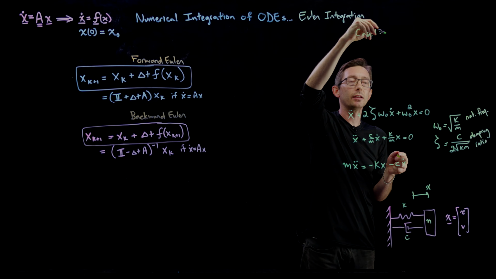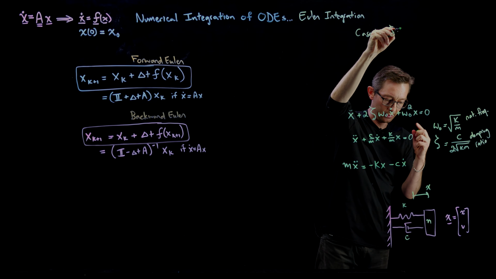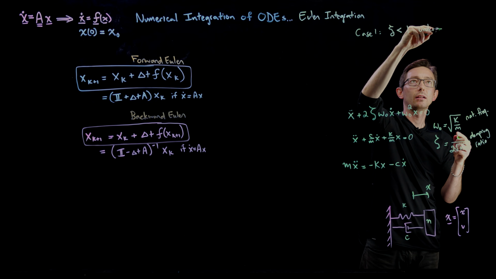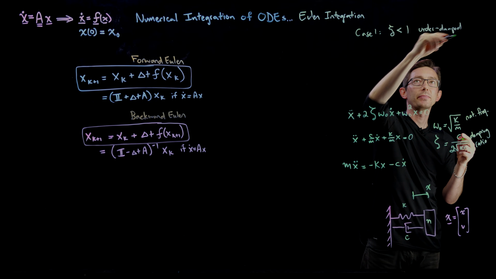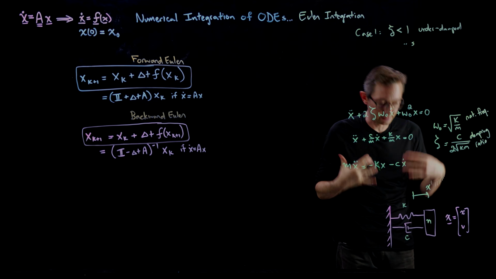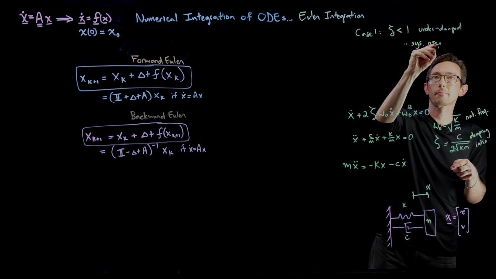So case 1 would be if zeta is less than 1, this is underdamped. And that means that the system oscillates with this frequency. So the system oscillates.